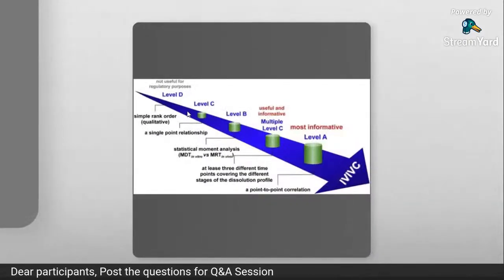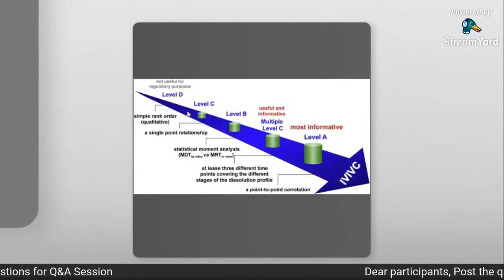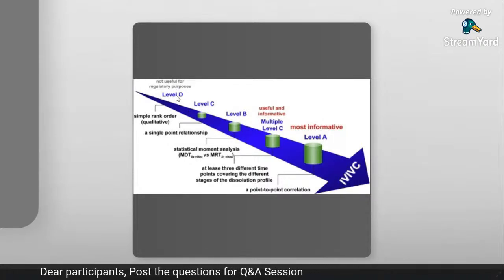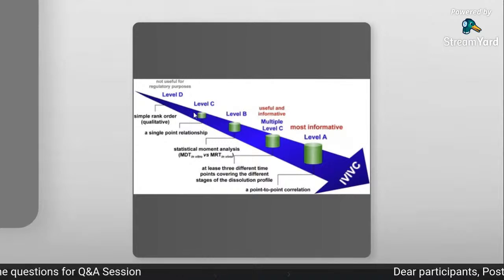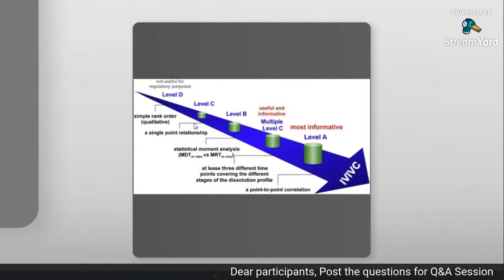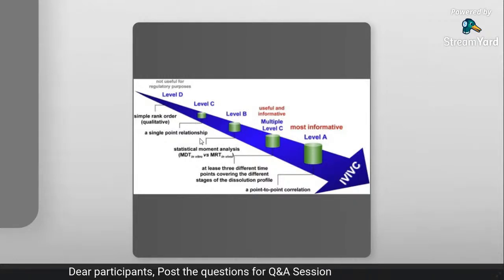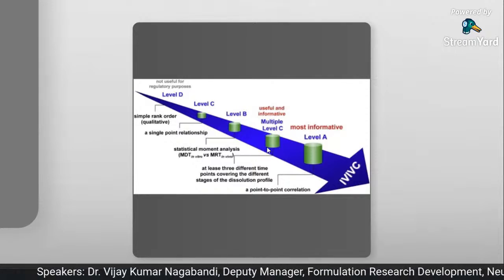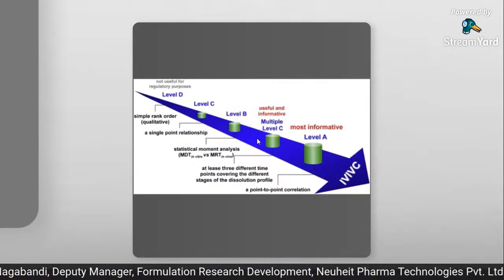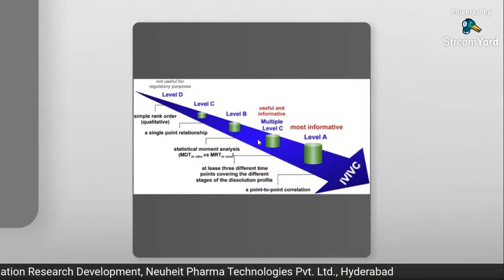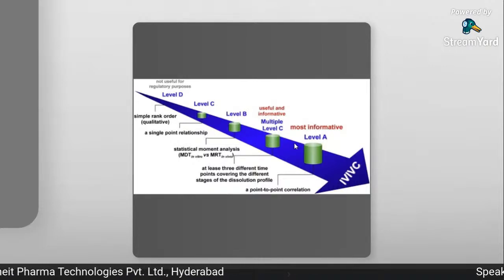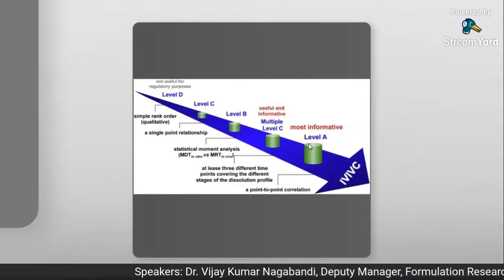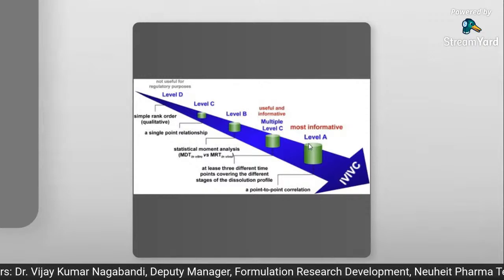So as an overview, we have level A, level B, level C. Of course, we have level D also. This is a simple rank order process, qualitative. It is not useful for regulatory purposes, level D. But level C, as I told you, is a single point correlation, with very little probability of success. And level B is statistical moment analysis, mean dissolution time versus mean residence time. And multiple level C also we have as another option. It is a little bit useful and informative, at least 3 different time points covering different stages of the dissolution profile. But the most informative and most useful from an industrial point of view is level A correlation, a point-to-point correlation. If this is possible, then definitely there is a possibility of success in predicting bioequivalence.